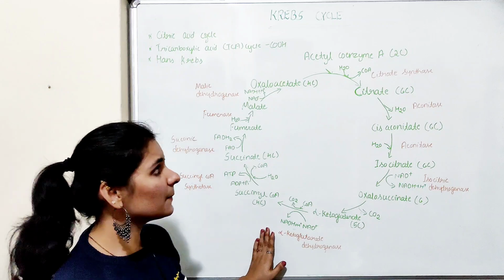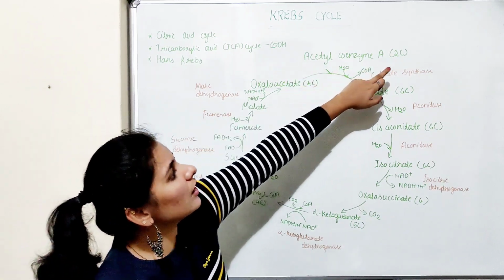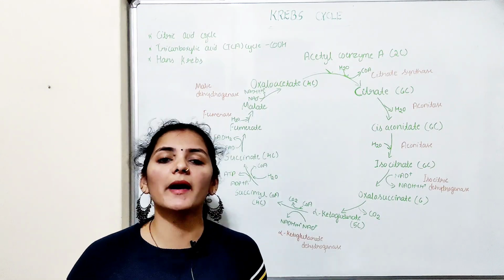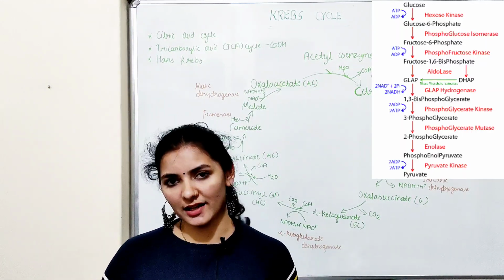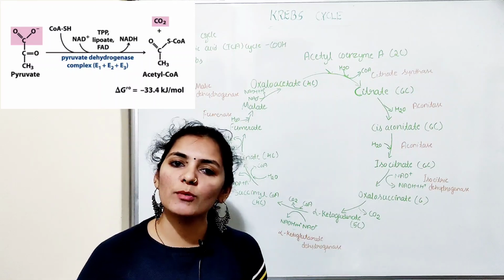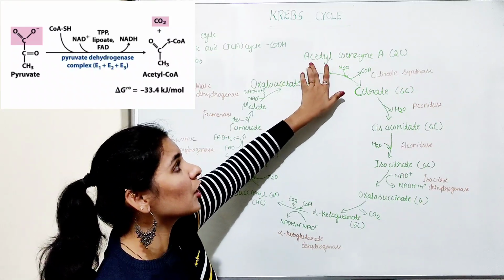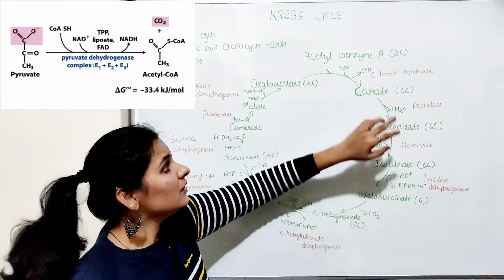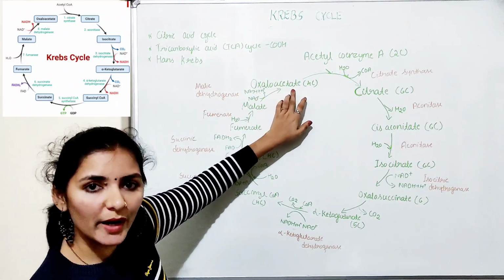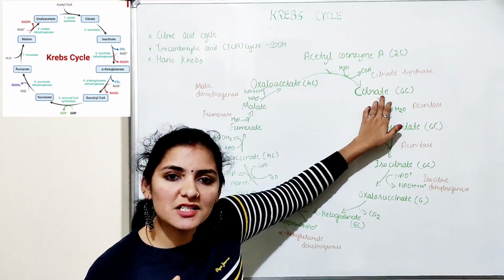Now let me talk about the different steps of the Krebs cycle and the different enzymes involved in it. The Krebs cycle begins with the 2-carbon compound called acetyl coenzyme A. This acetyl coenzyme A is formed from pyruvate, which is the final product of glycolysis. As I discussed in the previous video, the 2 molecules of pyruvate formed as a result of glycolysis undergo oxidative decarboxylation to produce the 2-carbon compound acetyl coenzyme A. This 2-carbon acetyl coenzyme A reacts with the 4-carbon compound oxaloacetate to form a 6-carbon compound called citrate, or citric acid, which is the first step of the Krebs cycle.